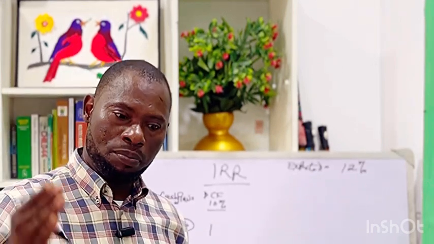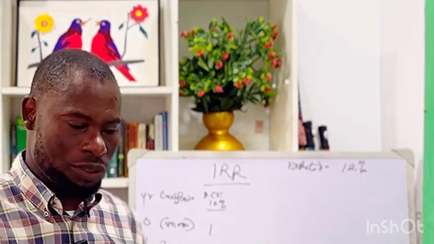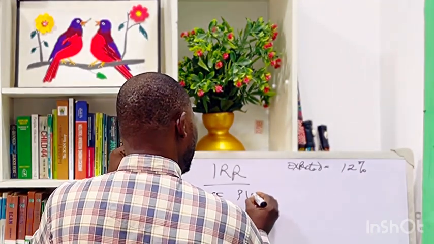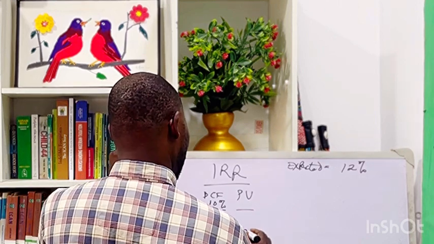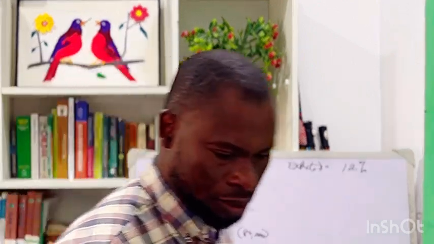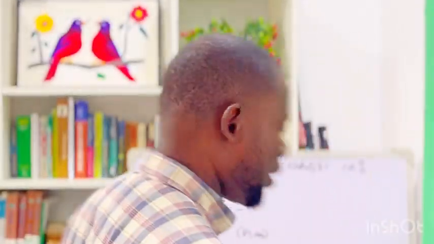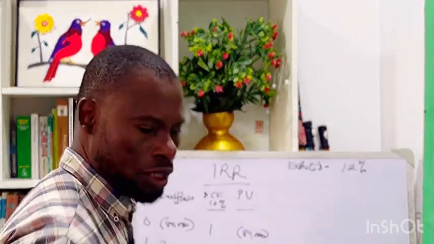Now the next trial, I told you that for IRR, we use the first discount factor. If we have a positive NPV, then we take it further, and then we raise the cost of capital higher so we can get a negative. So let's look at the PV, that's the present value. This is 80,000. This is giving us 18,180.